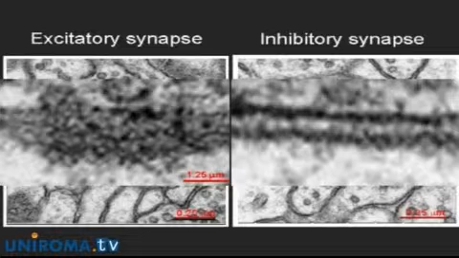Now, what is the difference between the two synapses? The excitatory synapses tend to use glutamate as a neurotransmitter, whilst the inhibitory synapses use GABA as a transmitter.